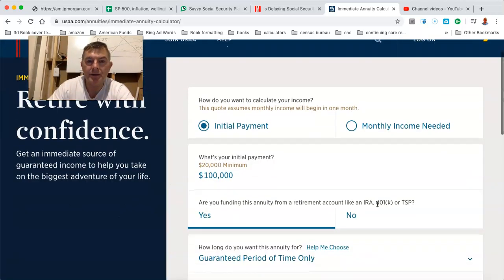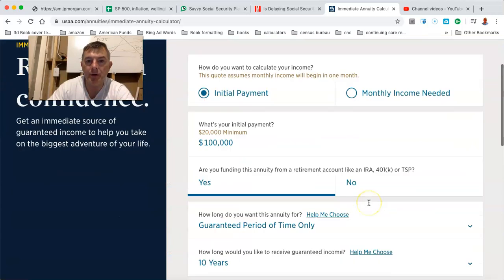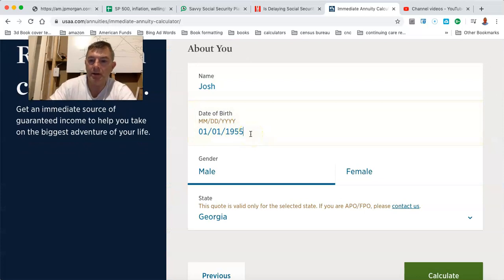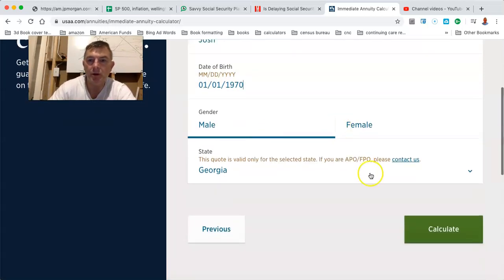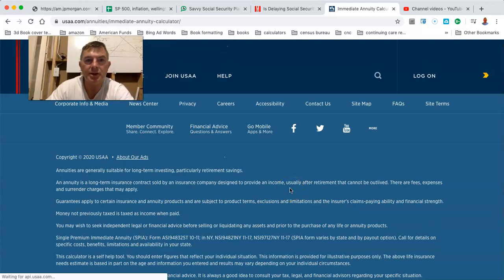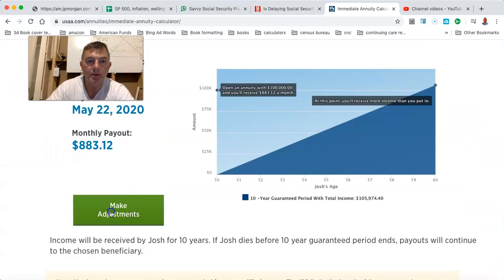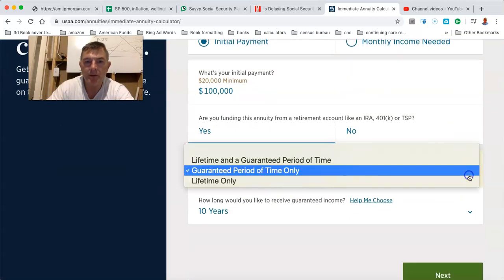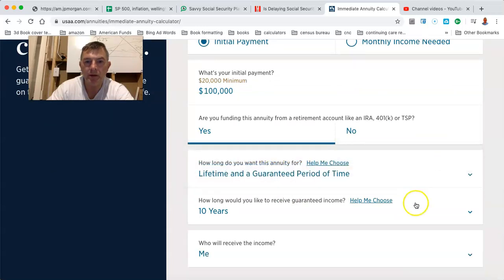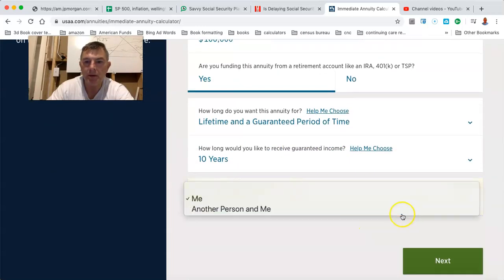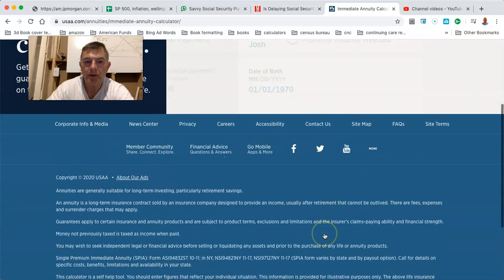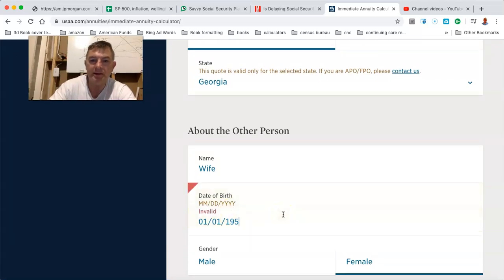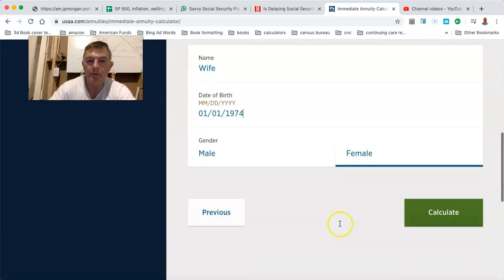All right, let's go back and change to my real ages. We'll do $100,000. I was born in 1970, and I'll show you the difference here. Charlotte was born in 1974, which she was. Oops, make adjustments. Hold on just a second. We've got to change all this stuff out. Guaranteed time period, lifetime and a guarantee. There you go. Me and another person right there, and we'll say she was born in 1974. All right, and we're going to hit calculate.